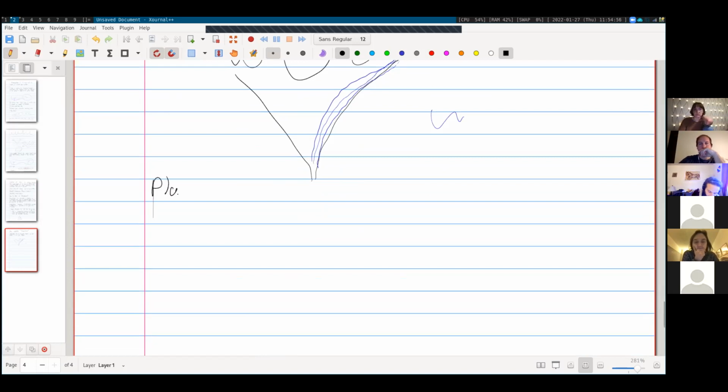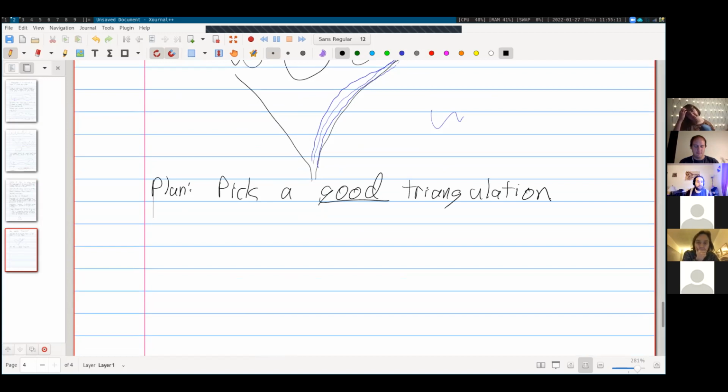We're going to pick a good triangulation. And I'm not defining good. By good, I just mean a triangulation that will make our proof easier. Okay, and the goal will be that our triangulation breaks down the infinite type surface in such a way that we can break it into finite type pieces and apply the result of Ermack and McCarthy one at a time.